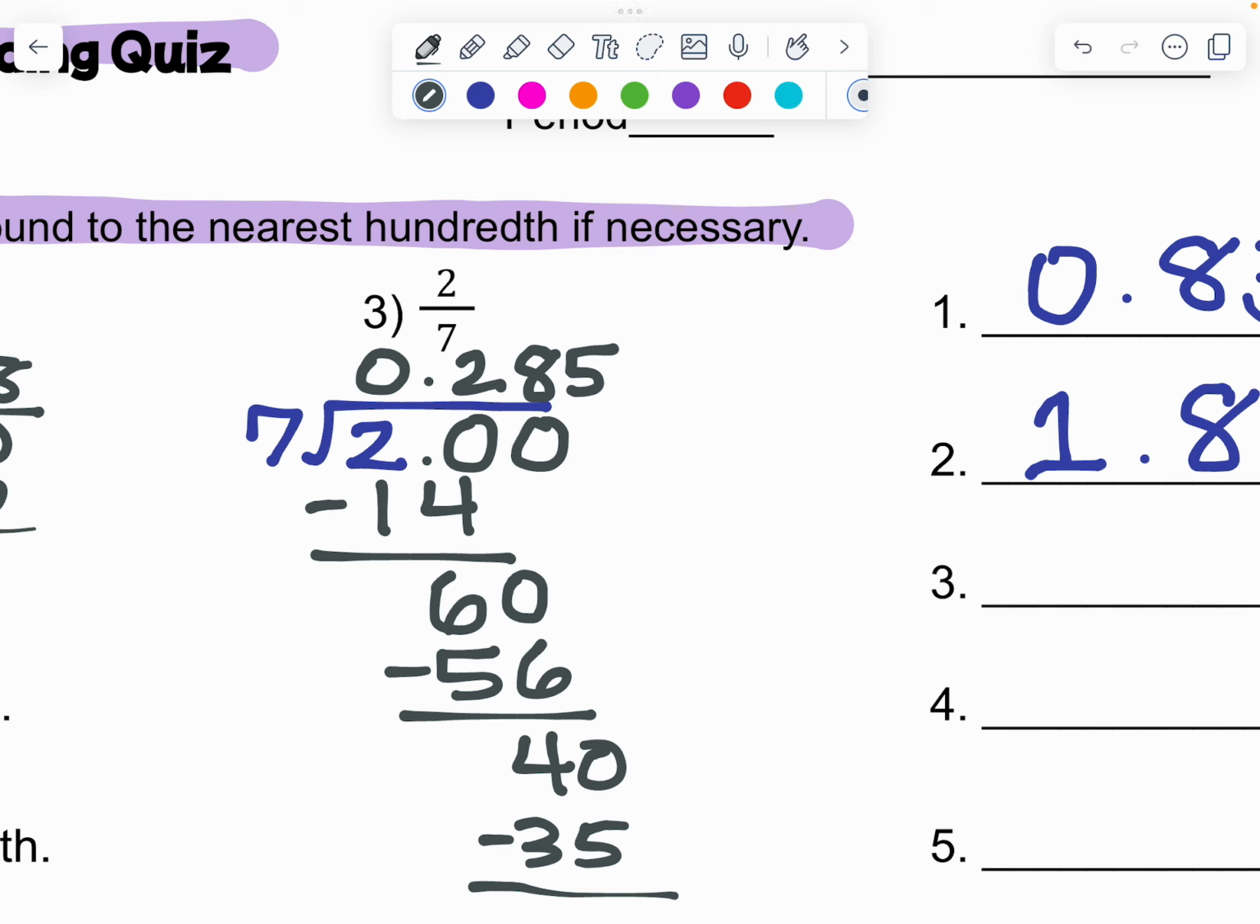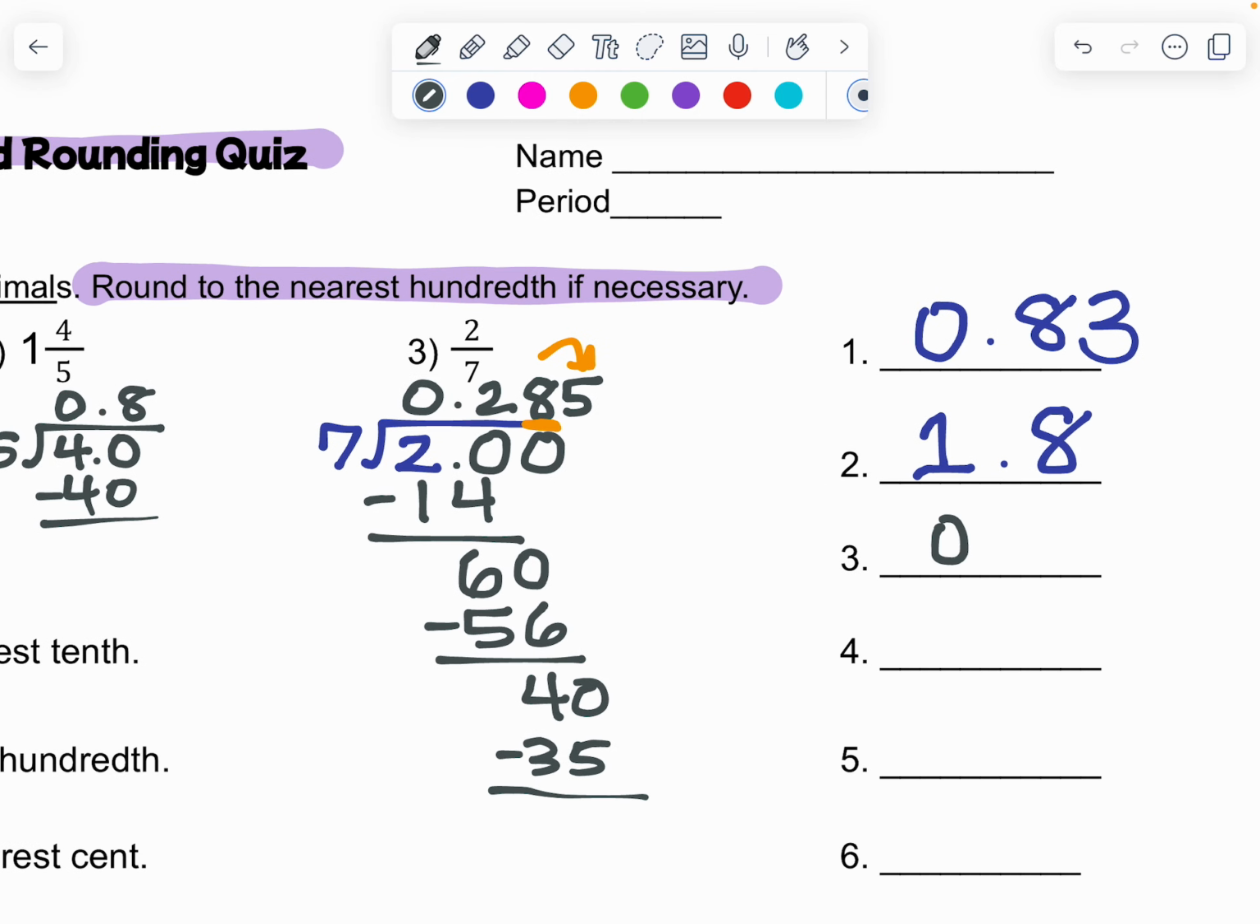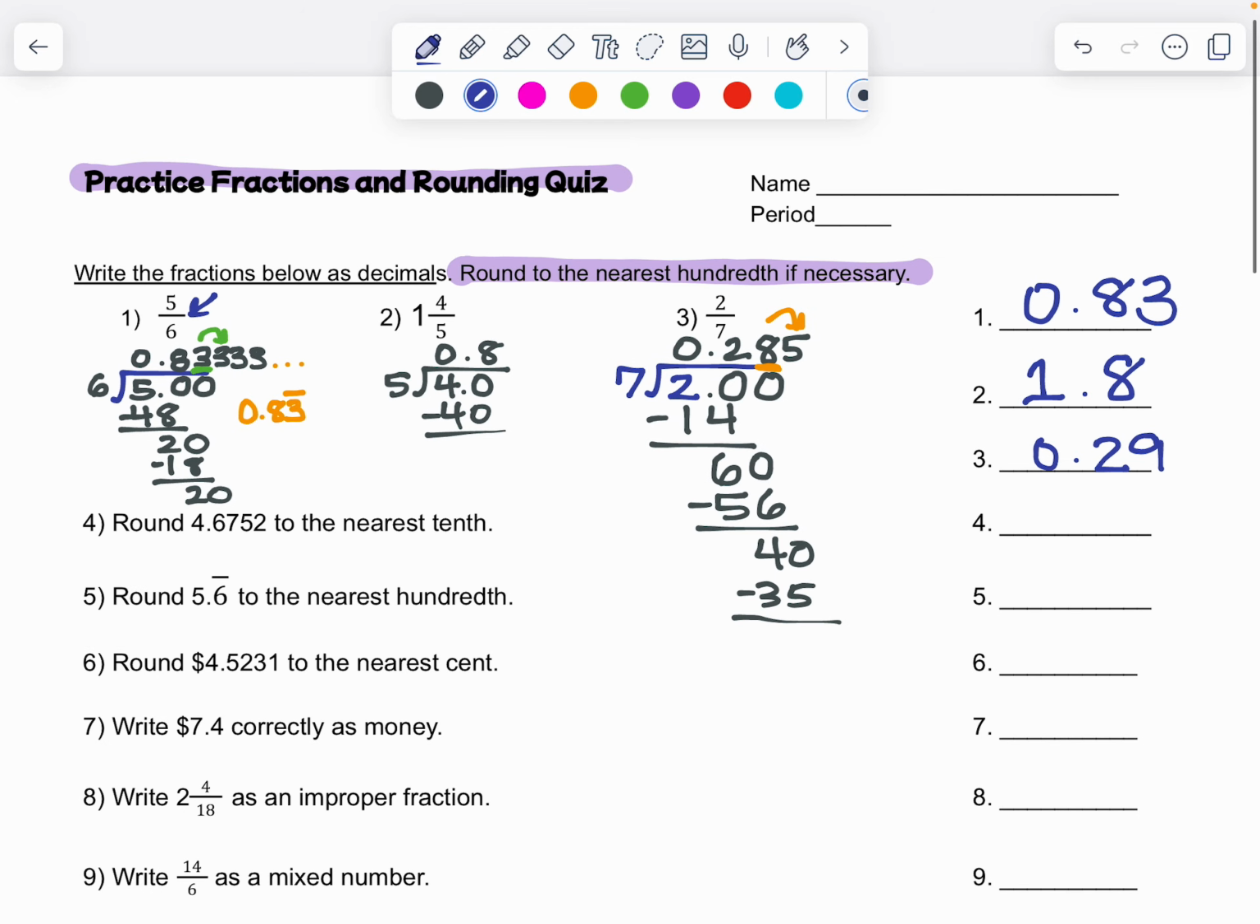Thank goodness I said, hey, let's stop and round the 100th spot. So we're going to look to the right. Oh, that is 5 or greater. I'm going to round up. So I'm going to get 0.29. Ta-da! We feeling good on those? All right, those were kind of a lot of work. These are going to go fast.